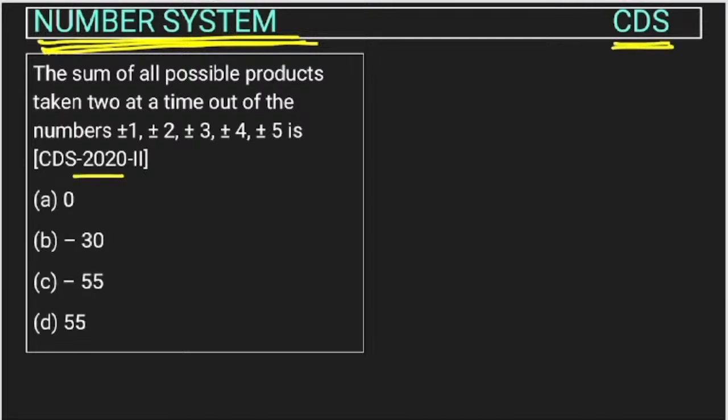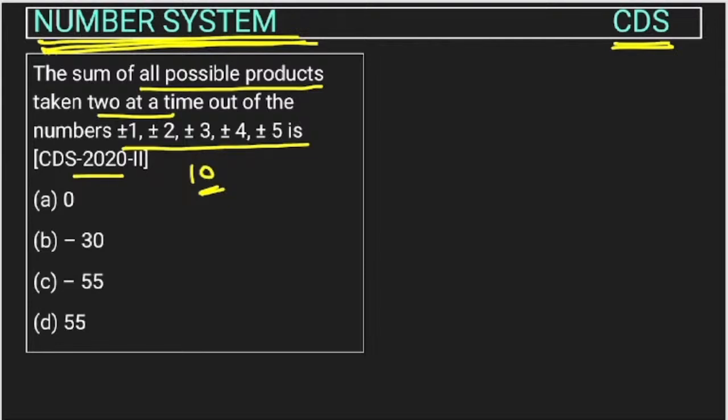The sum of all possible products taken two at a time out of the numbers. So these numbers are given, right? So how many numbers will there be? If you carefully see, this is plus minus 1, plus minus 2. So in this way, if you count, this is 5. But actually these are 10 numbers, positive and negative, if we are considering both, right? Because it is given.